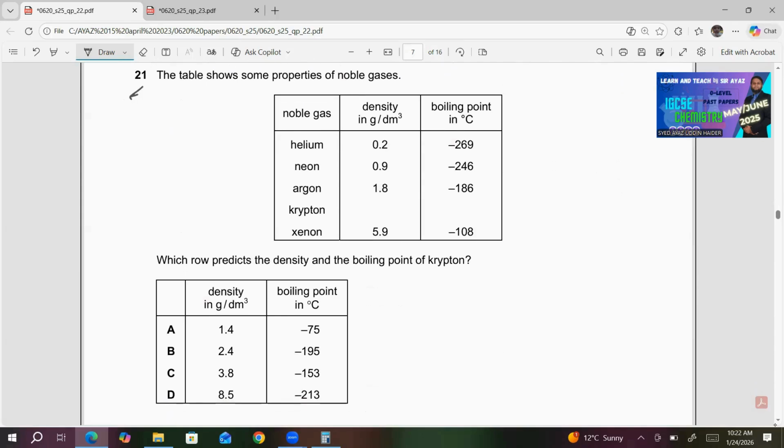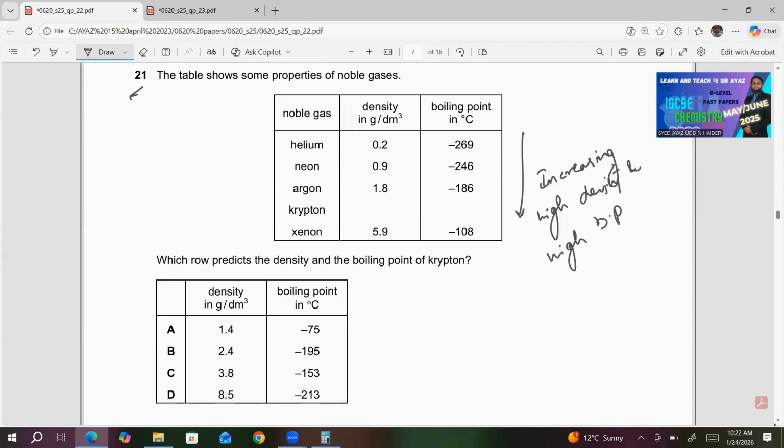21. The table shows some properties of noble gases. We have helium, neon, argon, krypton, xenon. Density and boiling point are given. Which row predicts the density and the boiling point of krypton? If you look at the trend, density is increasing. The boiling point is also increasing. So the trend is increasing: high density and high boiling point. I'm writing BP for boiling points.